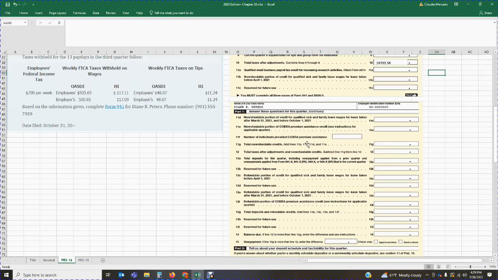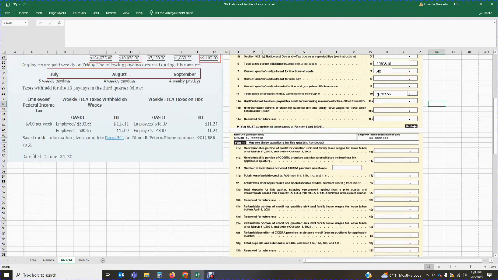Let me see, what did it say? We're doing line number 12. Okay, so subtract 11G. 11G, we had 0 from line 10. If we go back to line 10, my amount is 26,703.56. So that is the amount that we're going to enter on line number 12, 26,703.56, because none of the other line items have any data. Okay. So on line number 12, we're going to put 26,703.56.